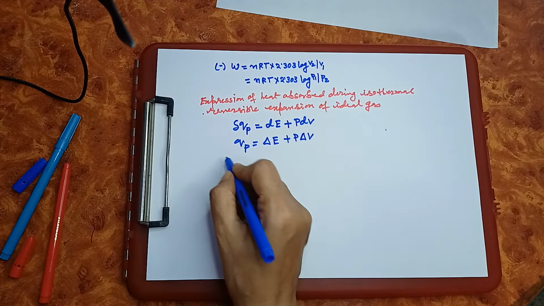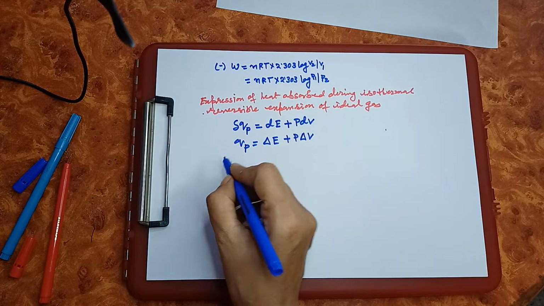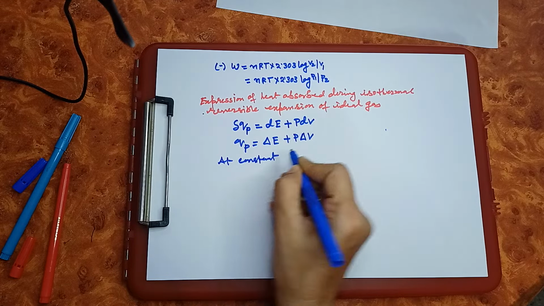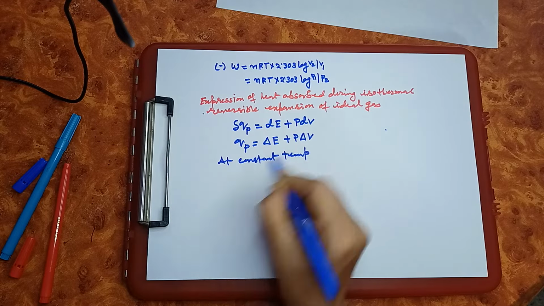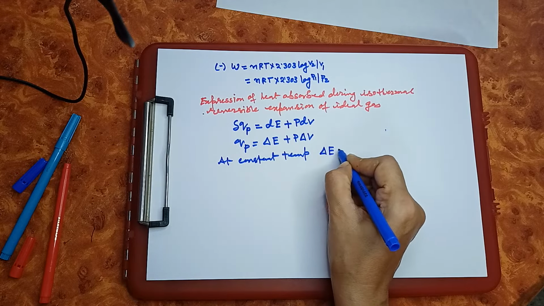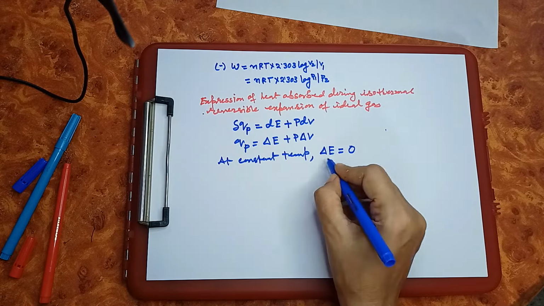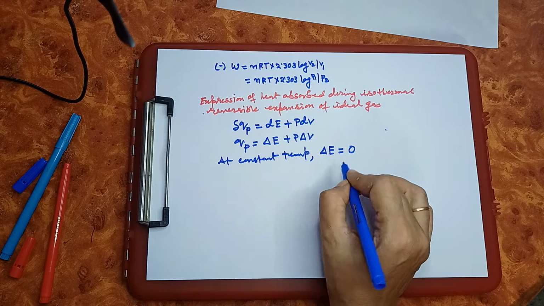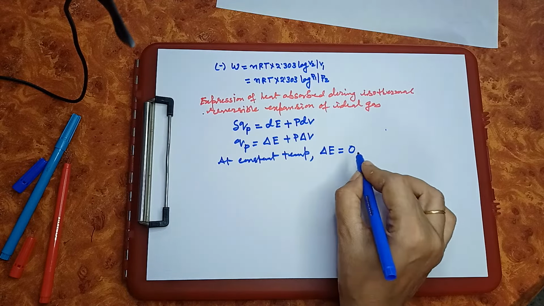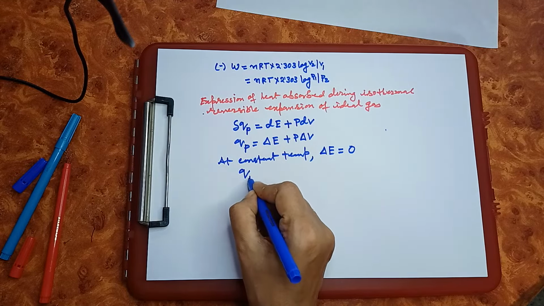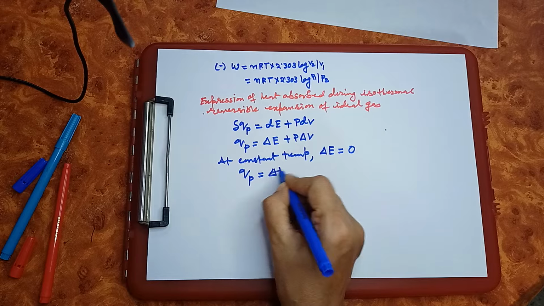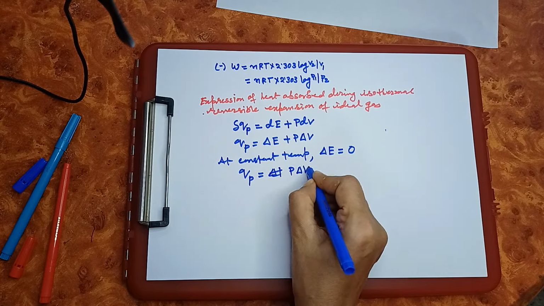Now it is isothermal, that means temperature is constant. So at constant temperature, the change in the internal energy is zero. Earlier I explained, because internal energy is the function of temperature, if there is no change in temperature, there will be no change in internal energy. So heat absorbed will be completely utilized for doing the pressure volume work, that is P delta V.